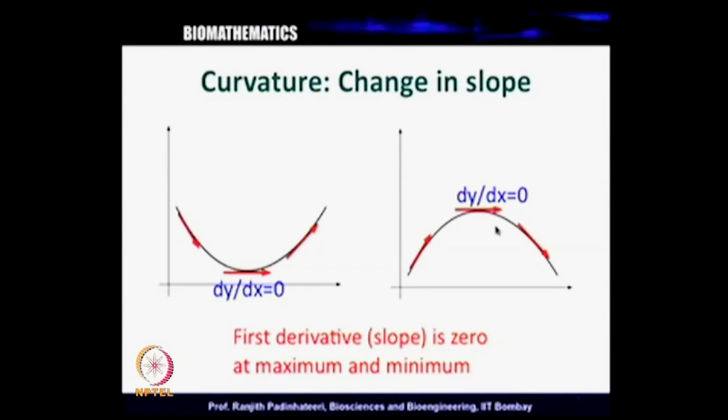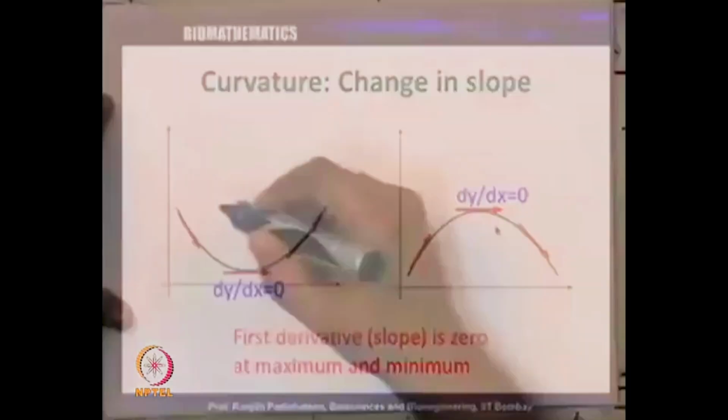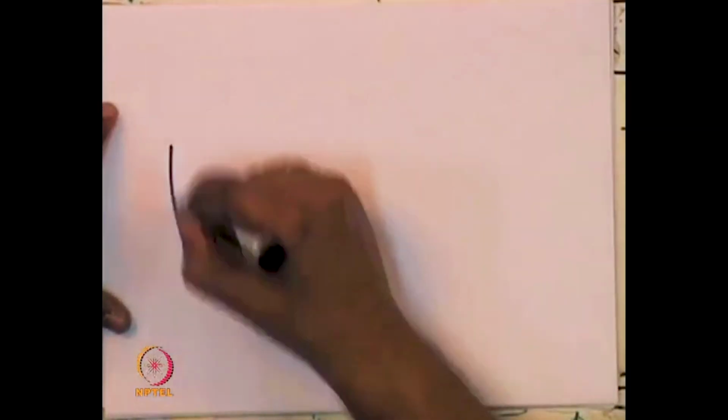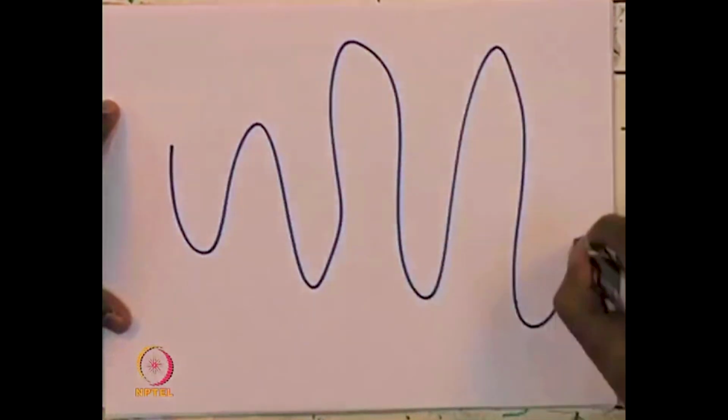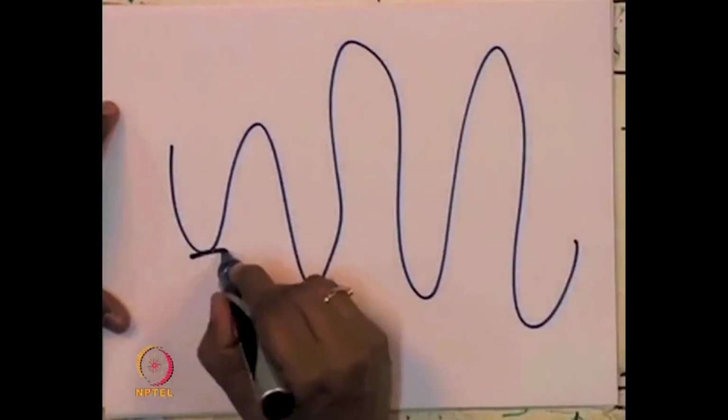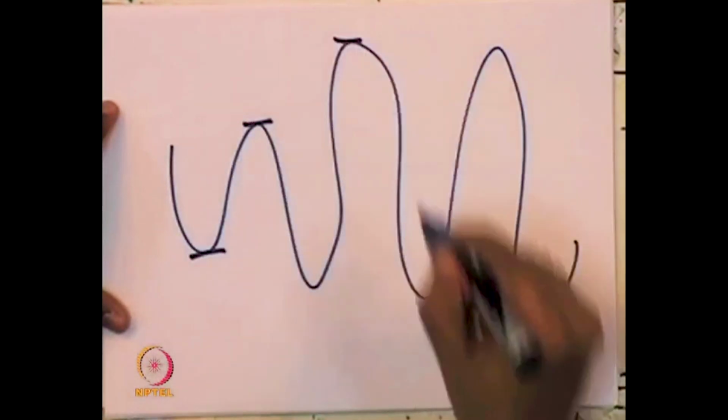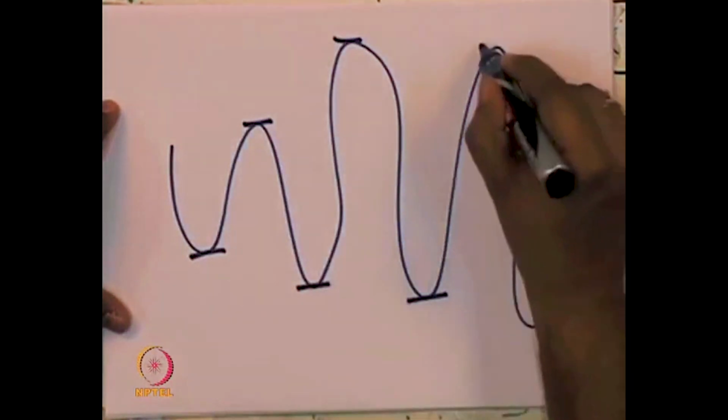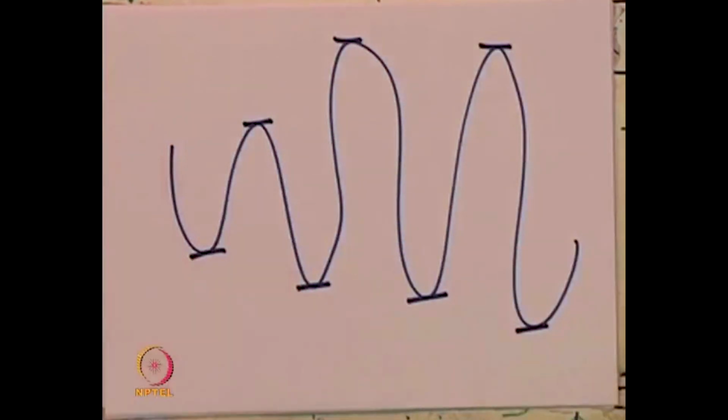So let us have a look at this implication. Let's say you have a curve which is like this. At each of these points, this is either a maximum or minimum. So if you find the derivative at each of these points, you will find 0. This is one thing you should remember, that the derivative at extrema is equal to 0. So what is the application of this? Let us have a look at the next slide.